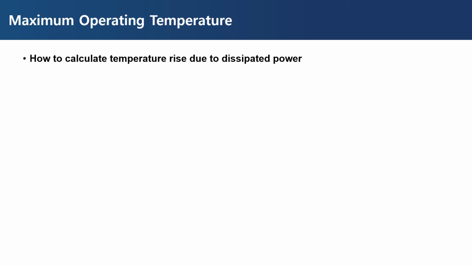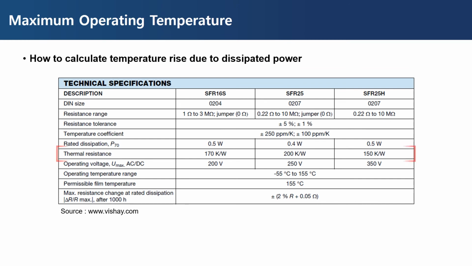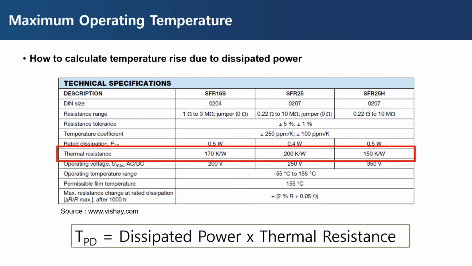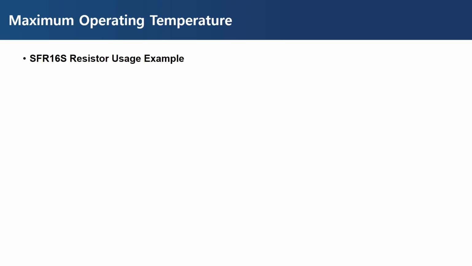Then, how can you find the heat generated by power consumption? If you look at the resistance datasheet example, there is an item called thermal resistance. It is defined as Kelvin per watt, and it is the measure of temperature rise per 1 watt of dissipated power. Therefore, the heat generated by the power consumption of the resistor is the product of the power consumption and thermal resistance.